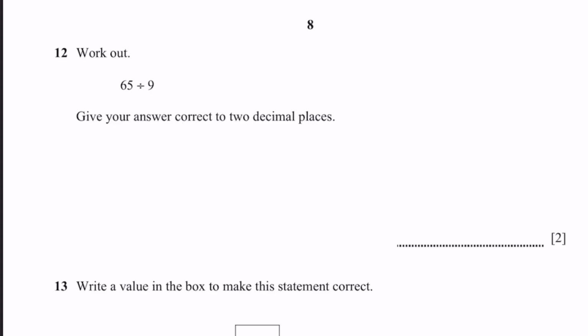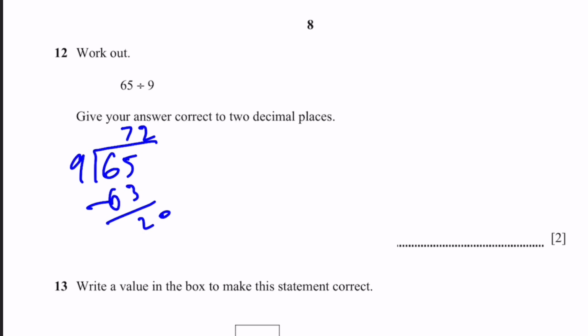Question 12. Work out 65 divided by 9. Give your answer correct to 2 decimal places. Remember that we're not allowed to use a calculator in this question. So first let's do long division. 65 divided by 9. So you have 7, 63, and that's 2. Then 20, that's 2, and then 18, and that's another 2. And remember, that's a point, 7.2. And then minus 18, another 2. So 7.22. That's the answer.